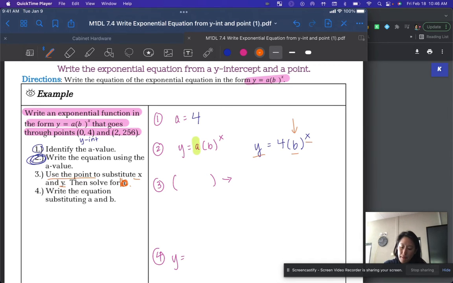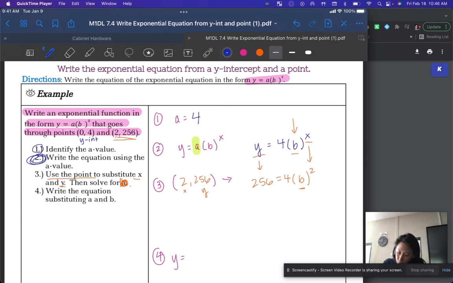B, not a. So we're going to use this other point, 2, 256, and we're going to go ahead and plug these in for x and y. So my y becomes 256 is equal to 4 times b to the 2. All right, x becomes a 2. Now I have one unknown, so I can go ahead and start undoing to solve for b.